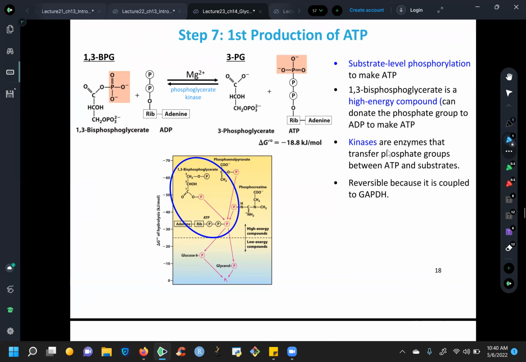Kinases are enzymes that transfer phosphate groups between ATP and substrates. Reversible because it is coupled to GAPDH. So phosphoglycerate kinase is reversible.